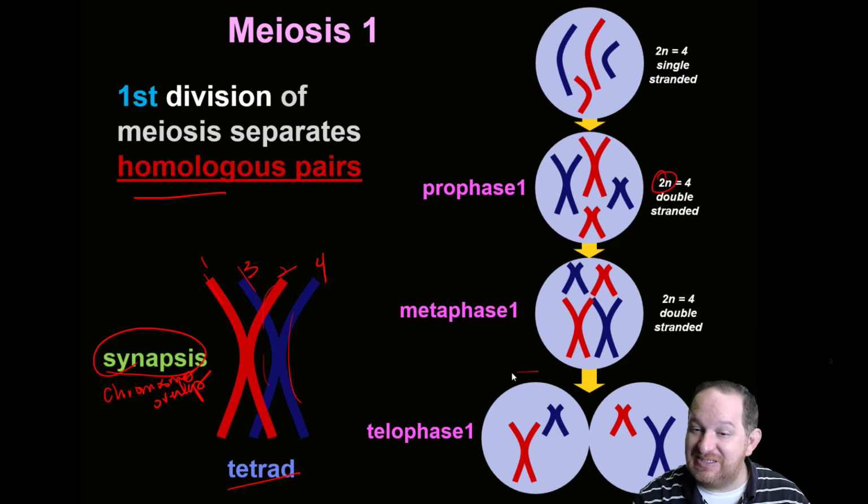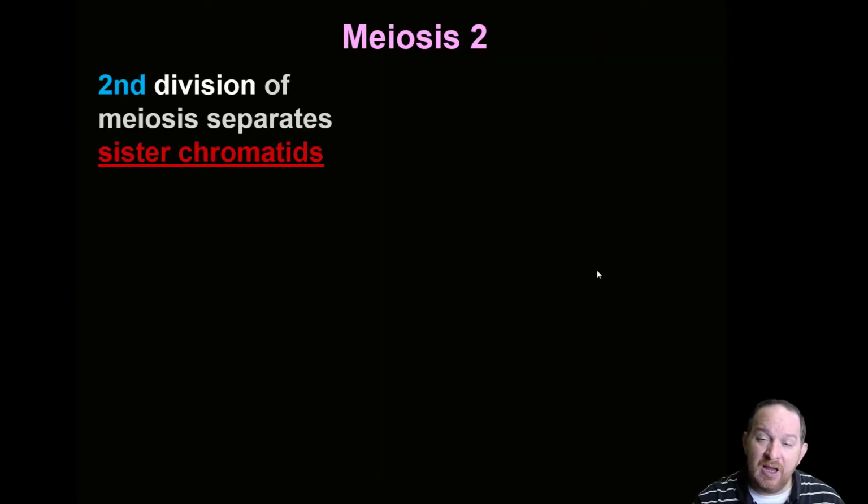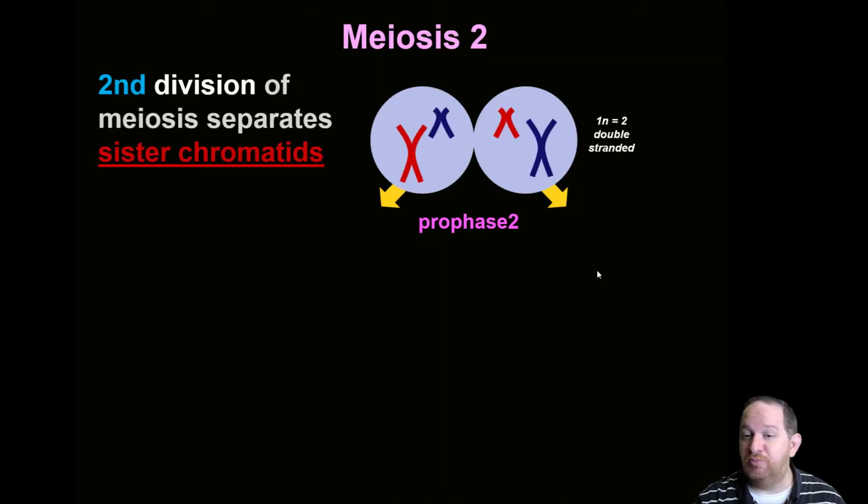Notice this is the event where we go from 2N to 1N. We have separated the pair. So now this is 1N and this is 1N, where we had 2 of each chromosome. Meiosis 2 then will separate the sister chromatids. So as you can see, we're down to 1N already, but now we need to separate these chromatids. Okay, so these things need to be separated.